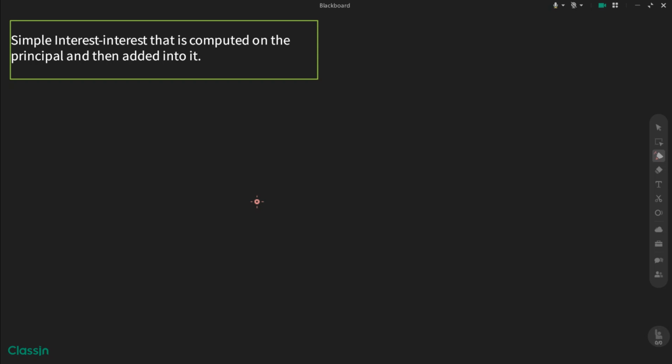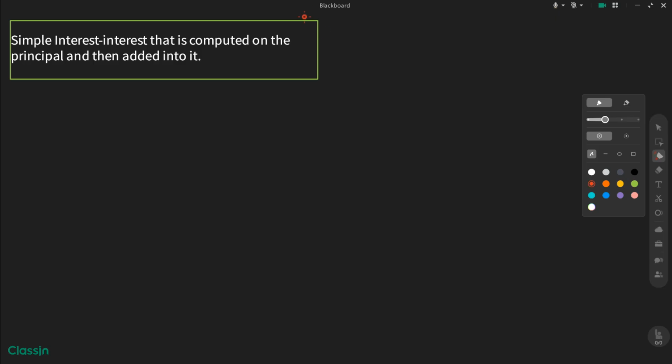All right, I'm back. So let's continue the essential terms in financial mathematics. So we have here simple interest. A simple interest is computed on the principal and then added to it, or it is an interest calculated only on the original amount, which we call the principal. It does not add interest to interest.